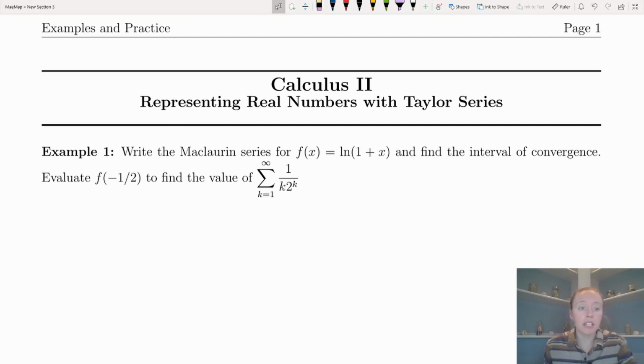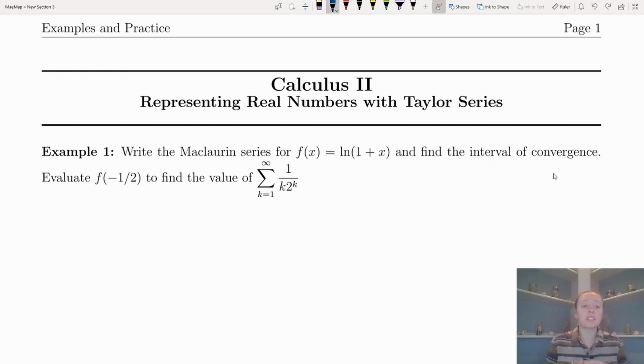So in example 1, it says to write the Maclaurin series for f of x equals the ln of 1 plus x and find the interval of convergence. We're going to start with that step, and then we're going to evaluate f of negative 1/2 to find the value of the series 1 over k times 2 to the k. Yes, you can use your table of common Taylor series because the book tells us exactly what this is. It lists out the first couple of terms and then that series. And that table will also tell us the interval of convergence for the ln of 1 plus x.